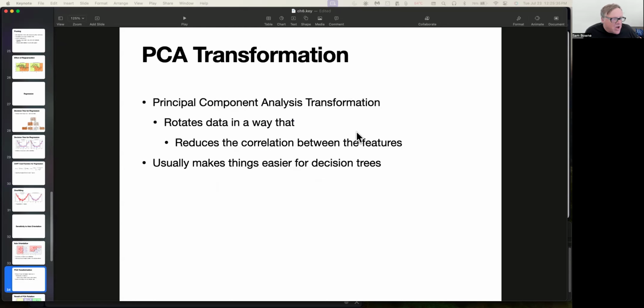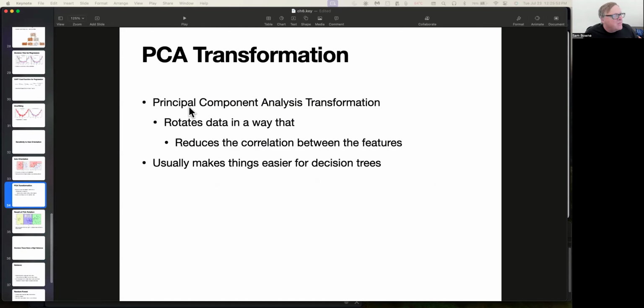Now there's a principal component analysis transformation, and this will reduce the correlation between the features. We'll use it extensively later to lower dimensionality, where you find which combinations of parameters have the most predictive power. And you keep just those and ignore the others to make the problem simpler. And that often helps with decision trees. You carefully choose axes that are extremely valuable.